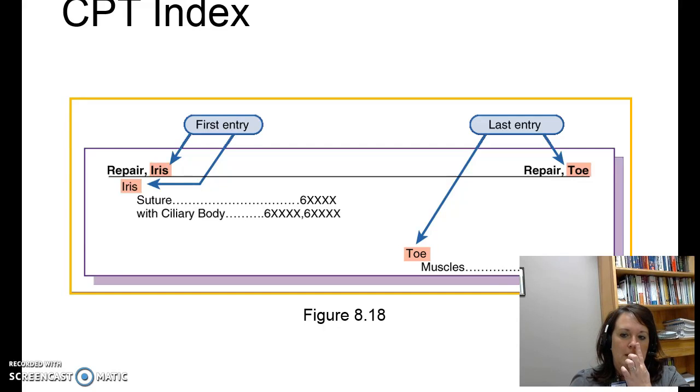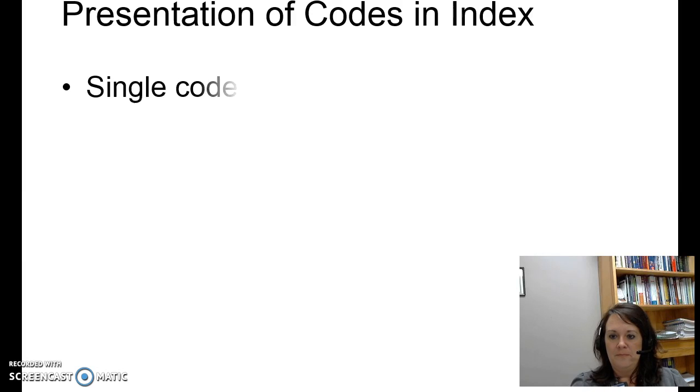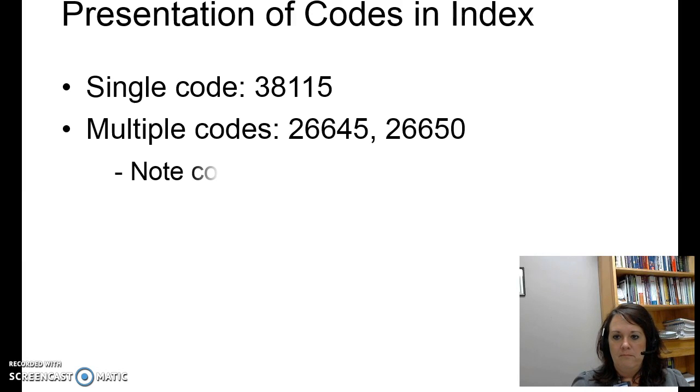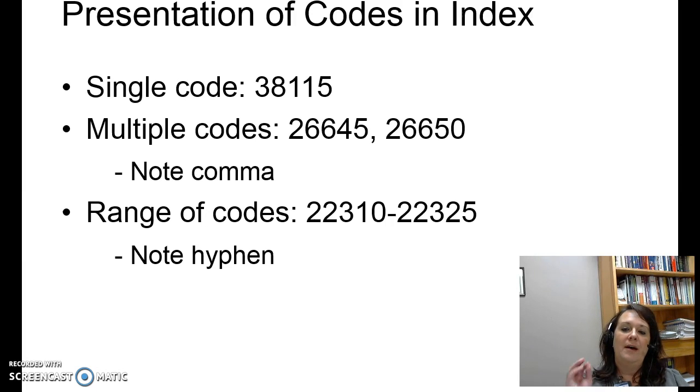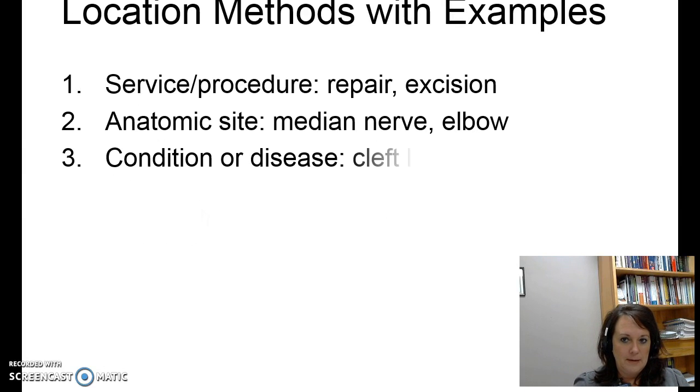So your index, if you go look at it, you can see at the top it's kind of dictionary-like as well. Repair iris, and there's a bunch of codes. Repair toe is the last entry. And then the way the codes read, you have to be careful. If you have a single code, great. That's probably your answer. Go look it up and read it and make sure. If you have multiple codes, it means it could be this code or that one. There's a comma in between them. If there's a whole range of codes that it could be, you'll see the hyphen in there. That means anything in that area could be your code selection.